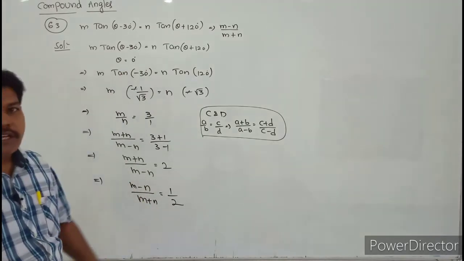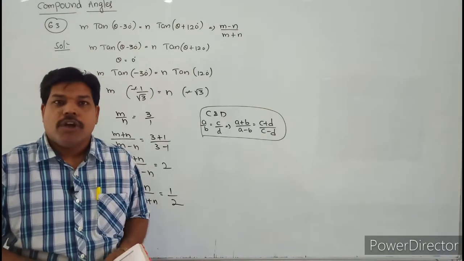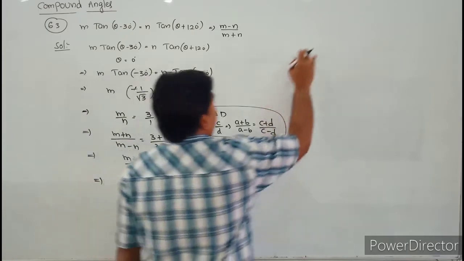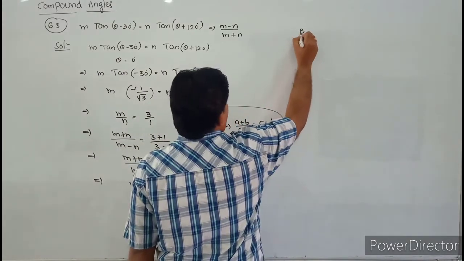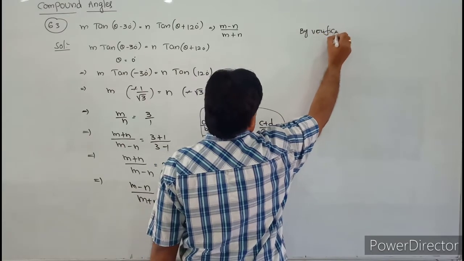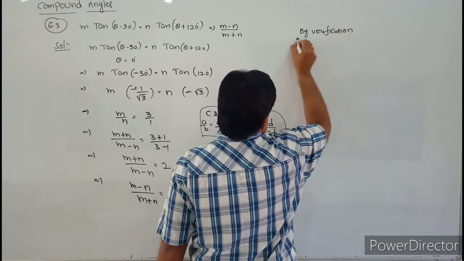But in the answers, they did not give 1 by 2. They are given in terms of a trigonometric function. So that is why you have to verify the options here by verification.